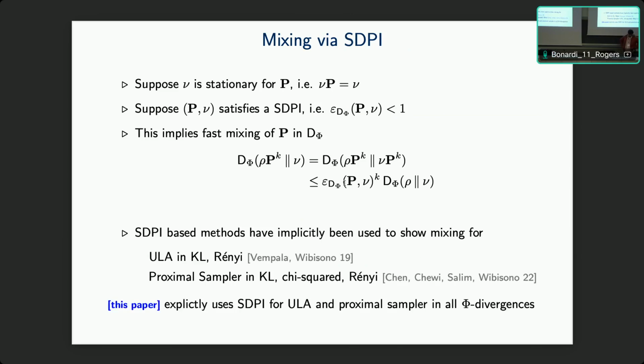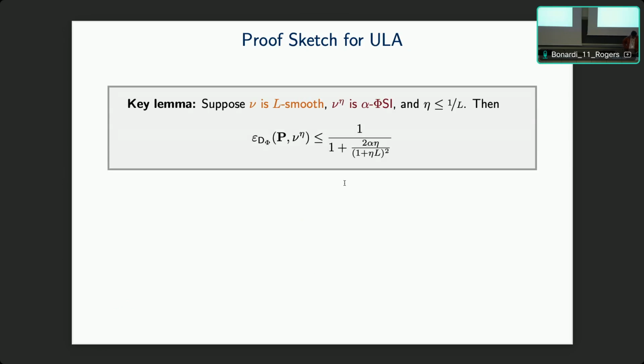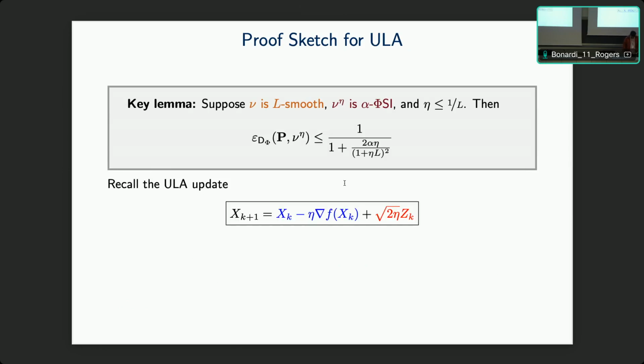SDPI-based methods have been implicitly used to show mixing for Langevin-style algorithms. In this paper, we explicitly use it for the ULA and proximal sampler in phi divergence. And let me briefly sketch the proof for ULA. The key lemma bounds the contraction coefficient for ULA under the same assumptions as the theorem. We show that the contraction coefficient is strictly less than 1. In particular, it is this explicit quantity. And the ULA update can be decomposed into 2 steps. So there is this gradient descent step, and then there is the Gaussian noise step.